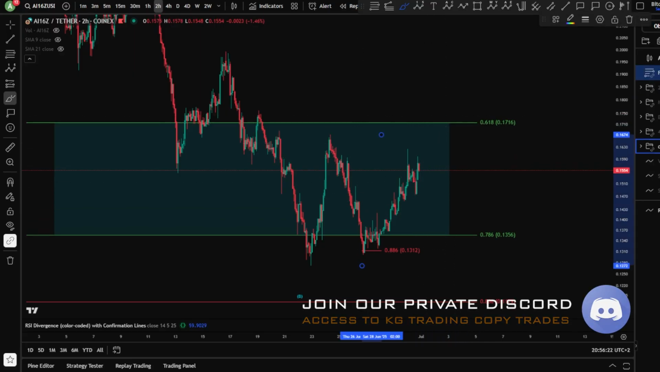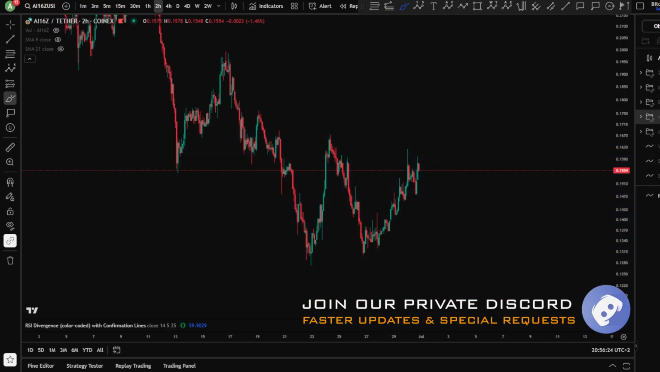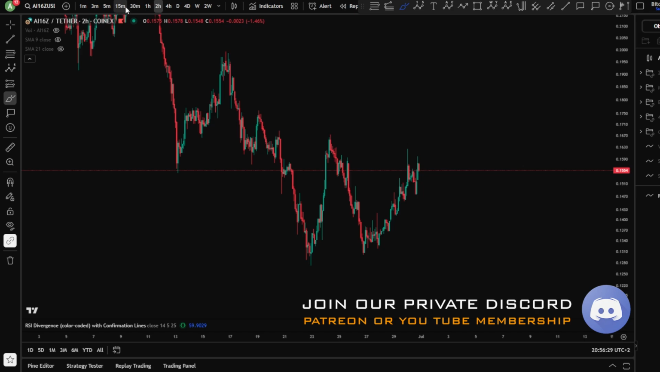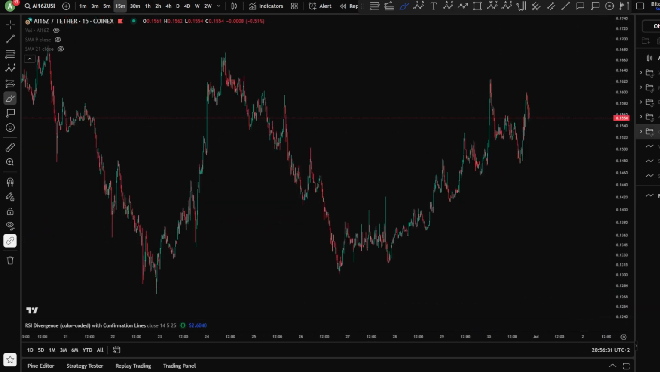If we would like to see this even closer, on the 4-hour chart, or on the micro, I would say, let's move to the micro level on the 15-minute chart.